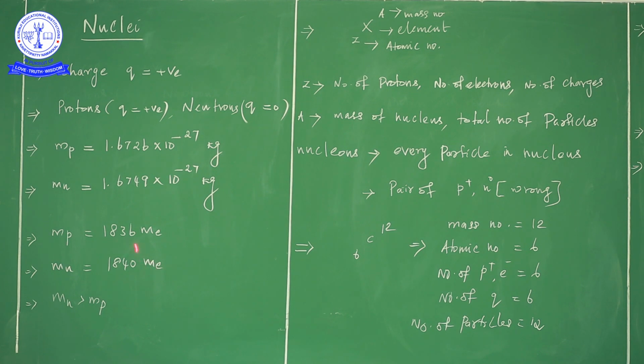So more or less, the mass of the proton is 1.67 in terms of the first two digits, and the mass of the neutron is also 1.67 in the first two digits. So more or less the mass of the proton and the mass of the neutron are equal, but when we take the accurate value, the mass of the neutron is greater compared to the mass of the proton.